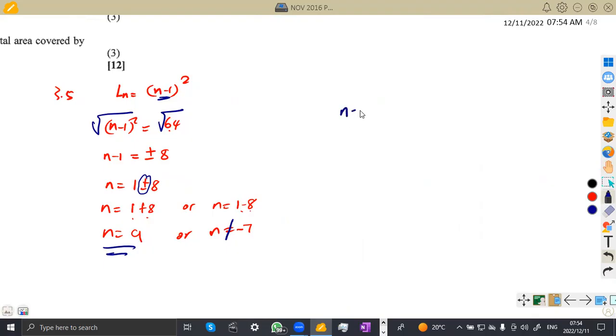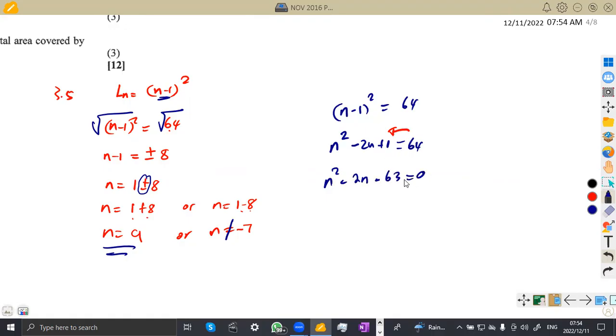From n squared, (n minus 1) squared is equal to 64. Someone can expand this into 2 brackets, n squared minus 2n plus 1, from your identities there, which is equivalent to 64. So you can transpose the 64 to the other side of the equation, which is going to be n squared minus 2n, 1 minus 64, that's minus 63, is equal to 0.